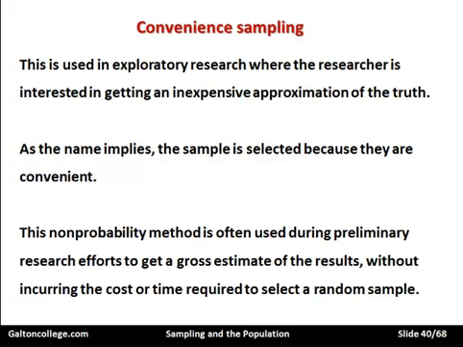It's a non-probability method, often used during preliminary research efforts to get a gross estimate of the results without incurring the cost or time required to select a random sample. So sometimes it's used at the very start of a research activity to try and gauge roughly what the population size is, or roughly what the different strata in the population are. So it's normally some rough estimates at the very start of a research program to try and work out population characteristics.